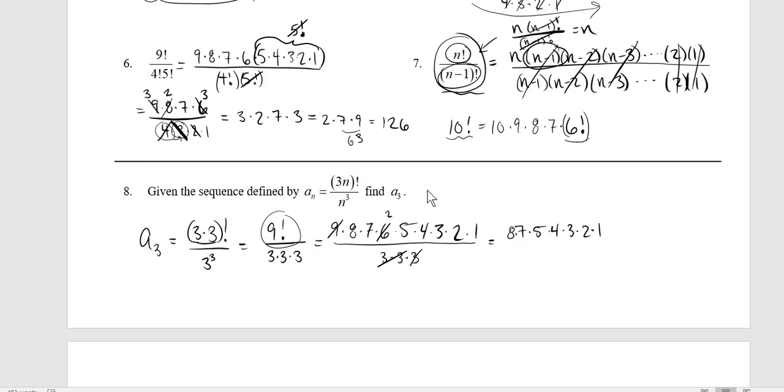So I guess I'll just calculate this really quick. You could do this easily by hand, but it would take 2 seconds, so I guess I'll skip it. I get 6720 when I compute this on a calculator. So a_3 equals 6720. Really nothing to it here if you see what a factorial really does.